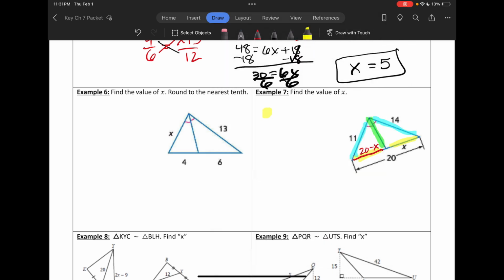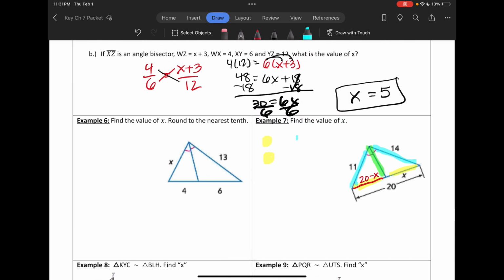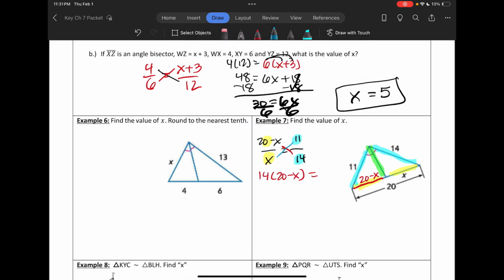We'll set this up in the way of yellow over yellow is going to be equal to blue over blue. So my yellow over yellow is going to end up being 20 minus x over x. My blue over blue is going to be equal to 11 over 14. Okay, so we'll cross multiply real quick. This is going to be 14 times 20 minus x, and that's equal to x times 11, or 11 times x.